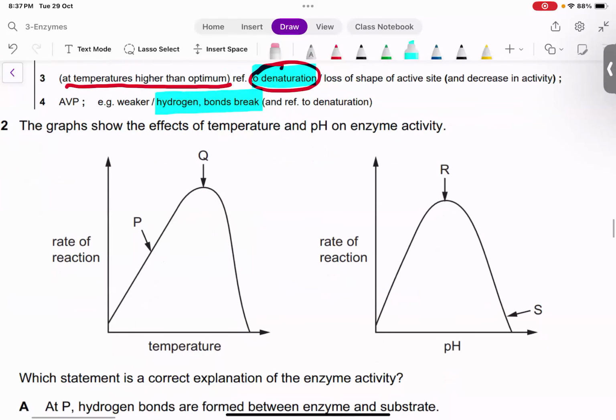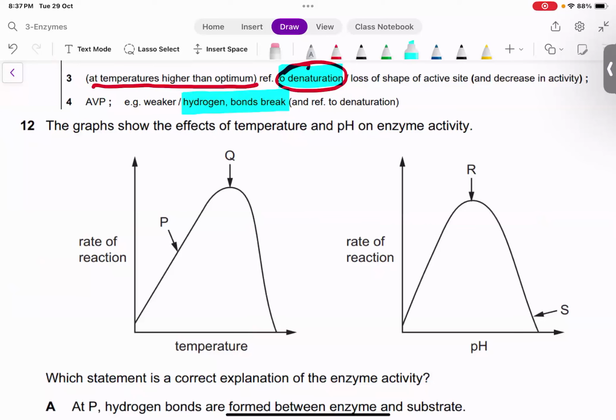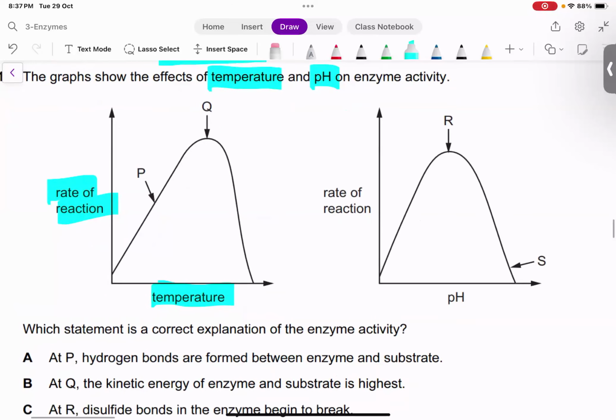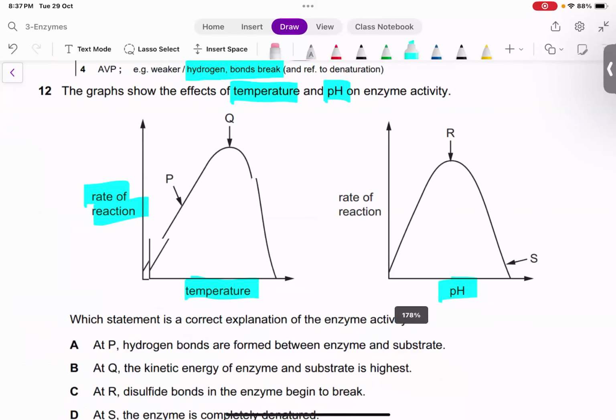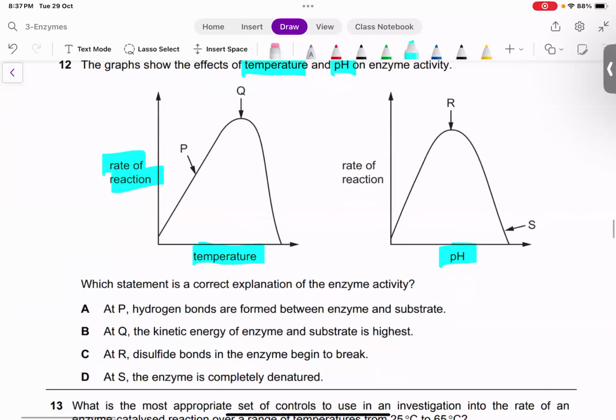Now let's see the graph that shows the effect of temperature and pH on enzyme activity. This is another question. This graph shows the effect of temperature on the rate of enzyme activity, and this shows the effect of pH on the enzyme activity. And this is an MCQ. Which statement is a correct explanation of the enzyme activity? We will have to look at each statement one by one.